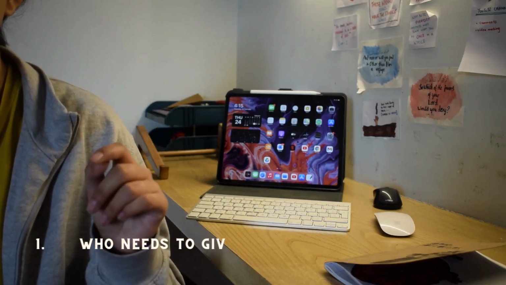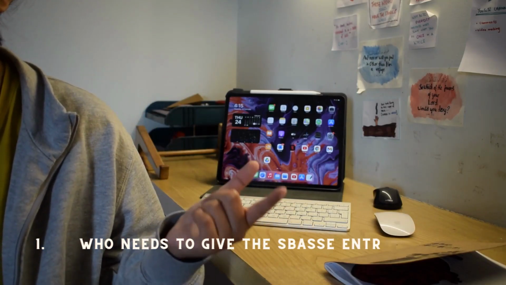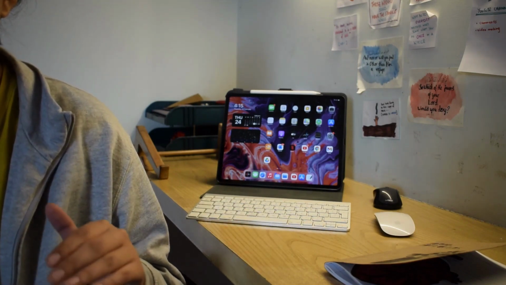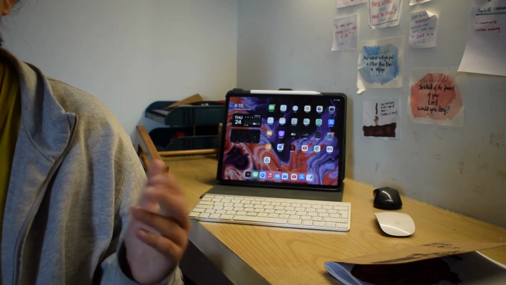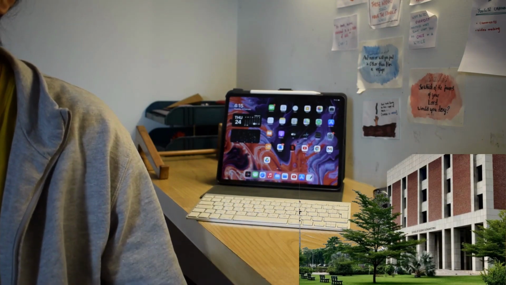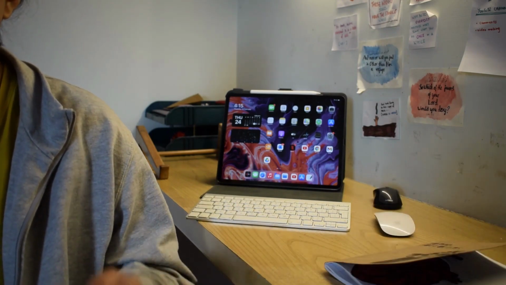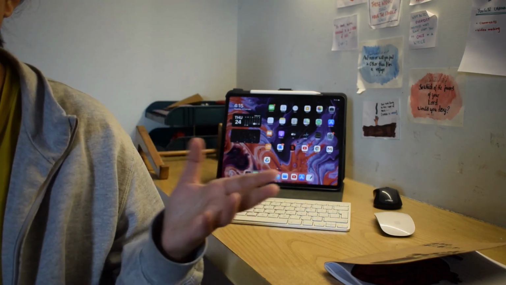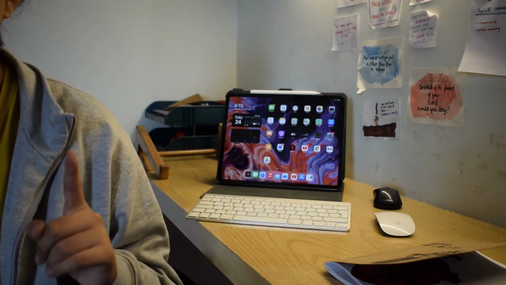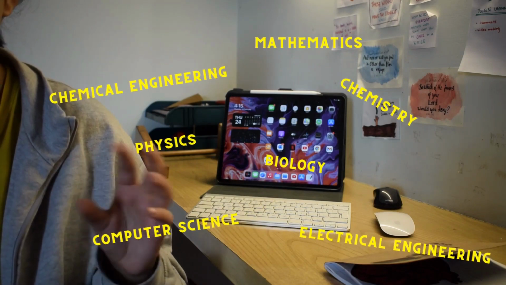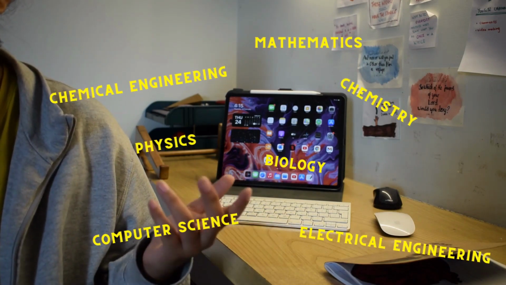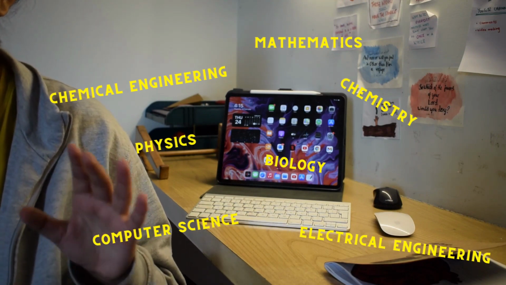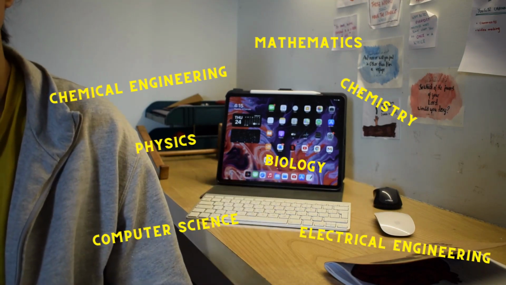Alright, so the first thing is ke, who needs to give this SBASSE entry test? The answer to that is anyone who wishes to apply to any program in the science school for the undergraduate program, obviously. You have to give this test and you need to pass this test in order to be given an offer. So, agar aap, let's say, computer science mein admission lena chahte hain, ya biology mein, chemistry mein, physics mein, mathematics mein, electrical engineering mein, chemical engineering mein, any of that, you need to give the SBASSE entry test.